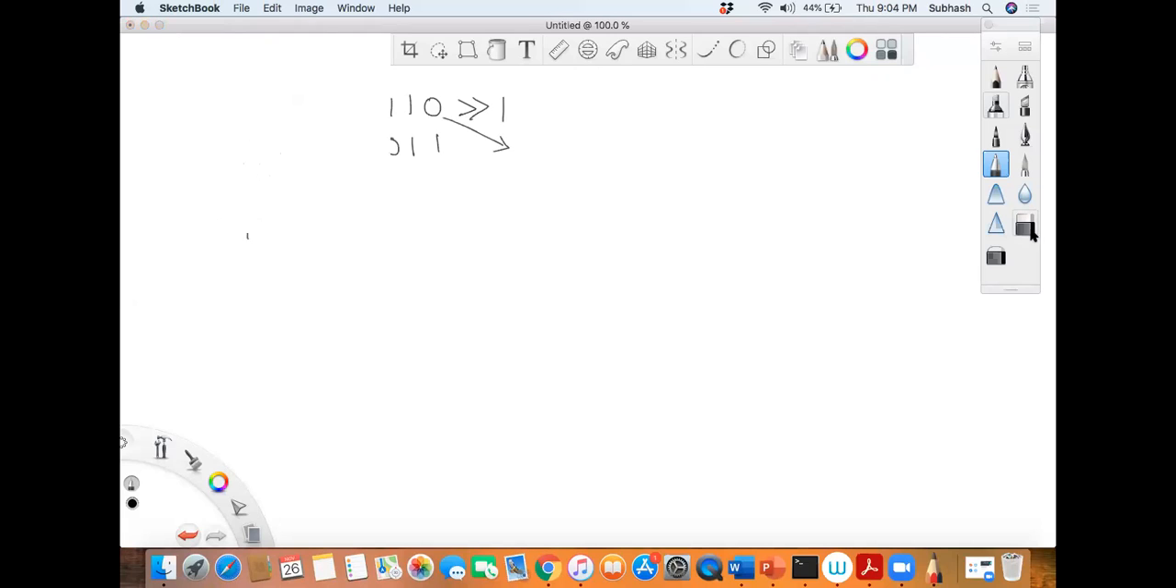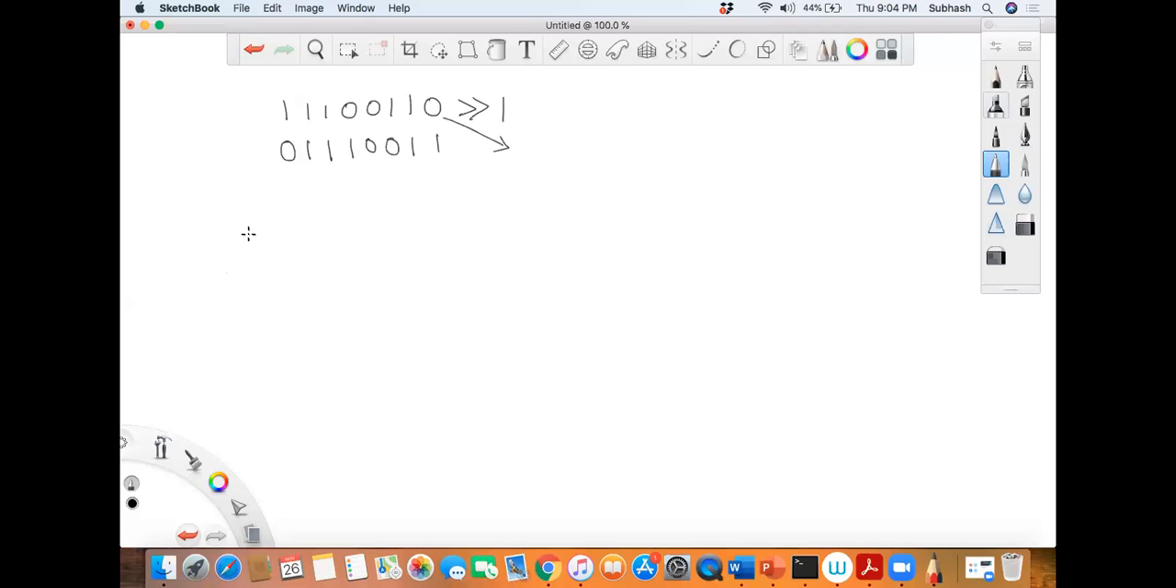Let me explain once again. So for negative numbers, there is a sign bit. When you apply a right shift operator on negative numbers, the sign bit gets appended. Like how 0 is getting appended for positive numbers, similarly for negative numbers the sign bit, that is 1, gets appended. Do you understand this? Yes or no, right?